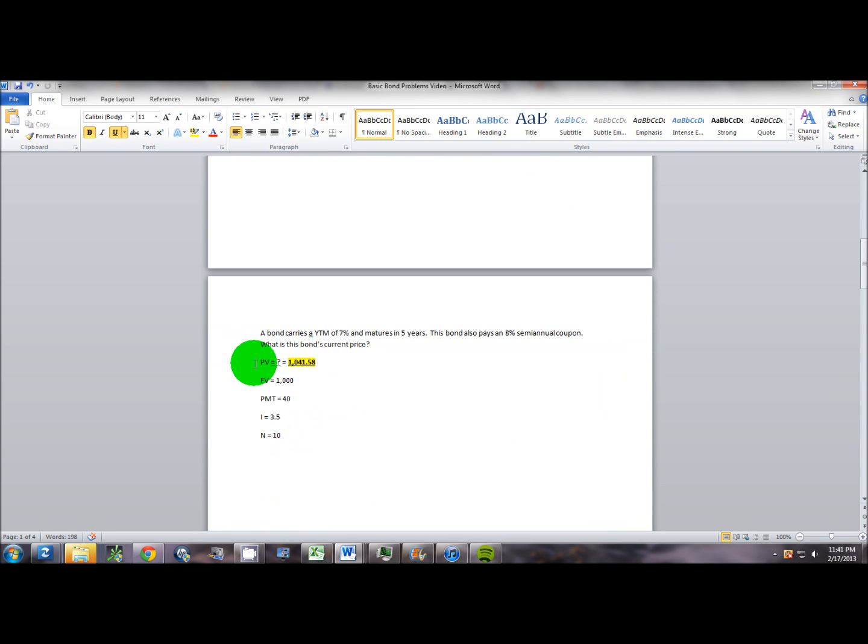So this is kind of a step up, going from a level 1 to maybe a level 1.5 or maybe a level 2. This bond carries a yield to maturity of 7% and matures in 5 years. It pays an 8% semi-annual coupon.